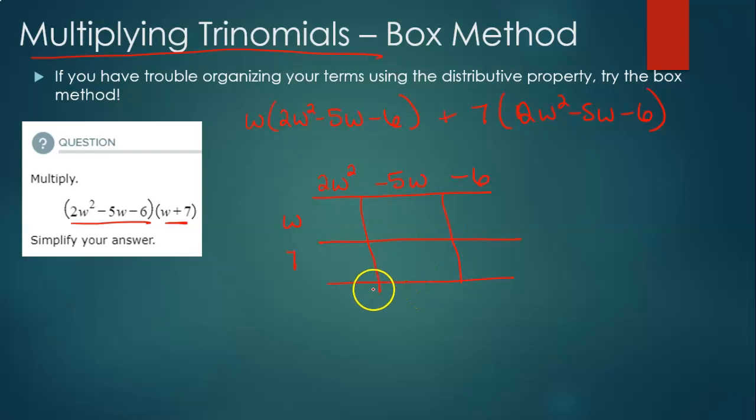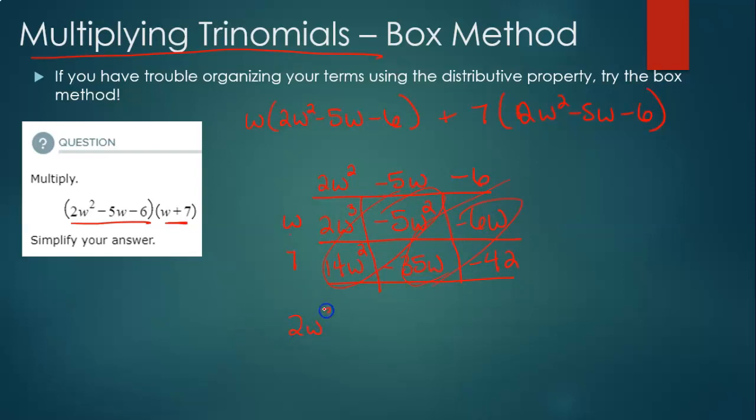Now I can just multiply, and I'll be able to find my like terms in these diagonals. So I'm going to multiply w times 2w squared, which is 2w to the third. I'm going to multiply w times negative 5w, so that's negative 5w squared, and w times negative 6, which is negative 6w. For this one, I'm going to multiply 7 times 2w squared, which is 14w squared. 7 times negative 5w, so that's negative 35w, and 7 times negative 6, which is negative 42. And then your like terms are along your diagonals, so you can simplify that way.